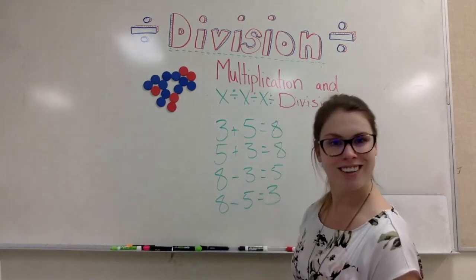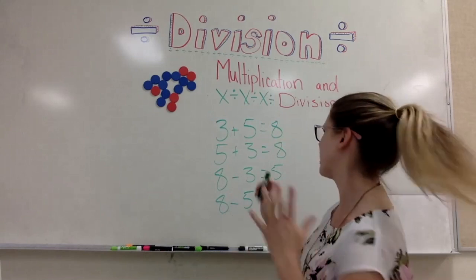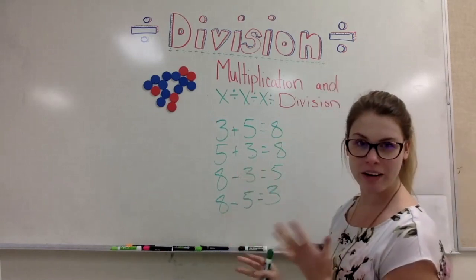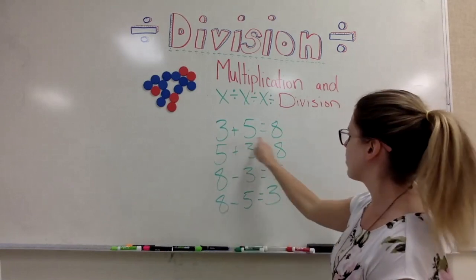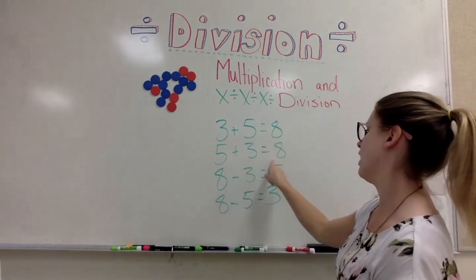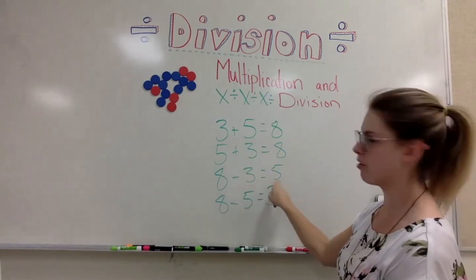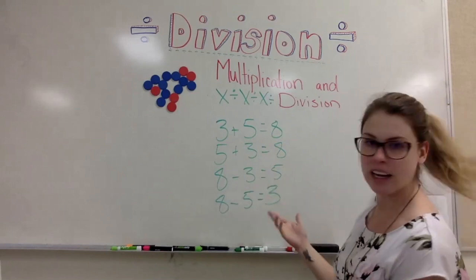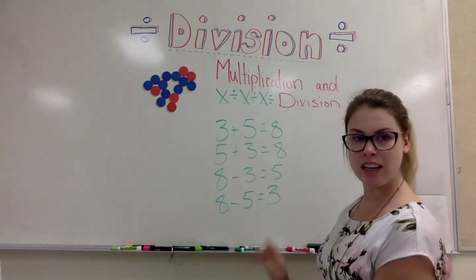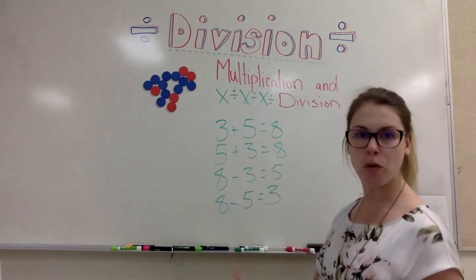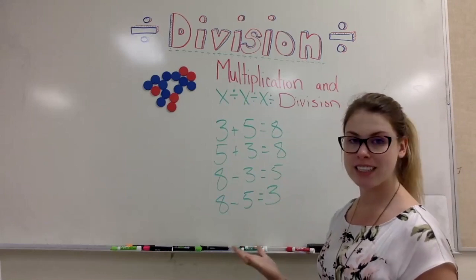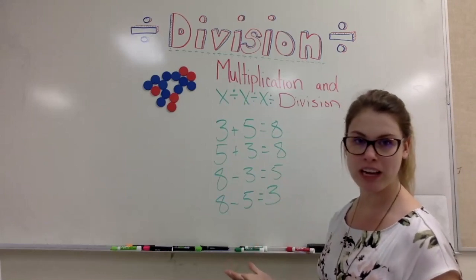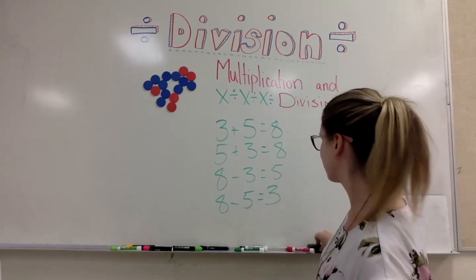You remember that? I hope so. I really hope so because you guys all got it when we did it. I remember that distinctly. Everybody understood it. We have 3 plus 5 is 8. 5 plus 3 is 8. 8 take away 3 is 5. 8 take away 5 is 3. Did we ever change any of the numbers? No, we always use those 3 numbers all the time. And that is exactly what we're going to do for multiplication and division together today.